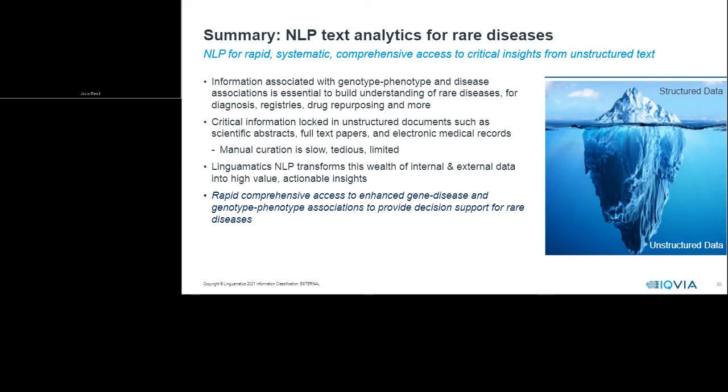And critical information is locked in unstructured documents, such as abstracts, full text papers, electronic medical records, and manual curation, as we all know, is slow and tedious and limited and can be error prone. So natural language processing can transform the wealth of both internal documents and external data into high-value actual insights. So if there's one take-home message, it's to go away with thinking about how NLP can provide rapid, comprehensive access to enhance gene disease and genotype-phenotype associations to provide decision support for rare diseases.